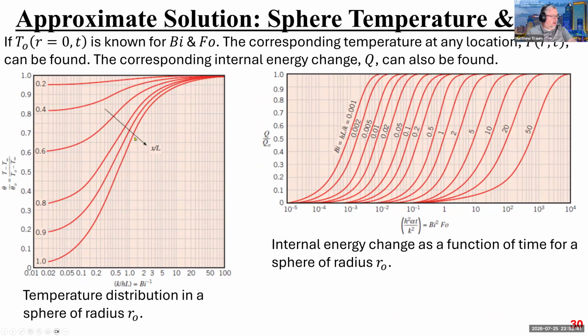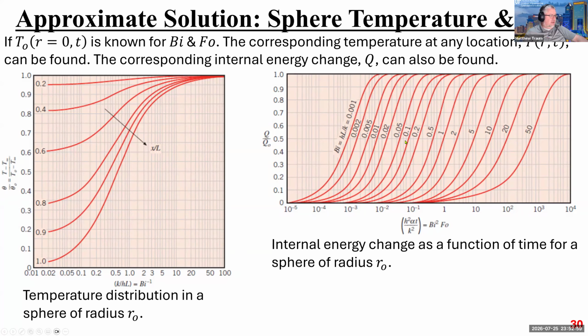I'm going to check that. But x over L, I think by x over L, they mean R naught over L, but I think the publisher just got lazy and published the same plot 3 times, but I'll check on that. Right, to get the temperature at any location, X or R.